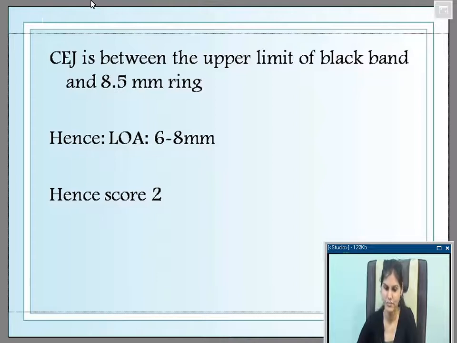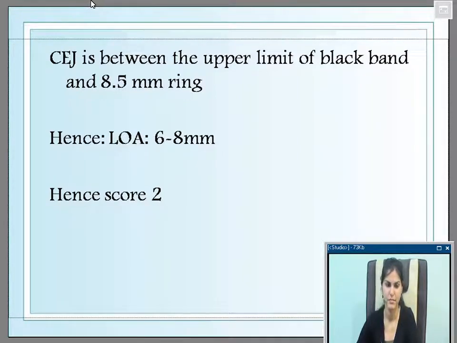Any doubts till now? Fine. Let's move on to the next question.